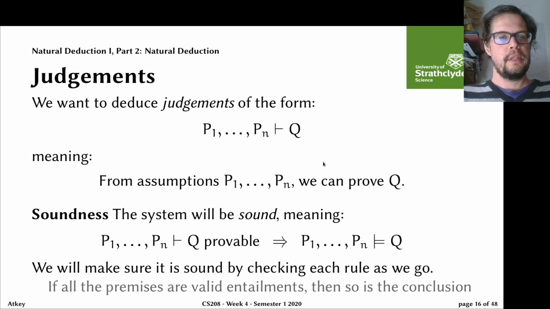So what we want to do is deduce judgments of the form P1 up to Pn proves Q. This means from the assumptions P1 to Pn we can prove Q. And I'm going to try and demonstrate to you as we go along that the system will be sound, meaning that if we can prove P1 up to Pn proves Q, then P1 up to Pn does indeed entail Q. And we'll make sure it's sound by checking each rule as we go. The main thing to remember is that the way we'd prove it's sound is if all the premises represent valid entailments for each rule we're going to use, then so does the conclusion.